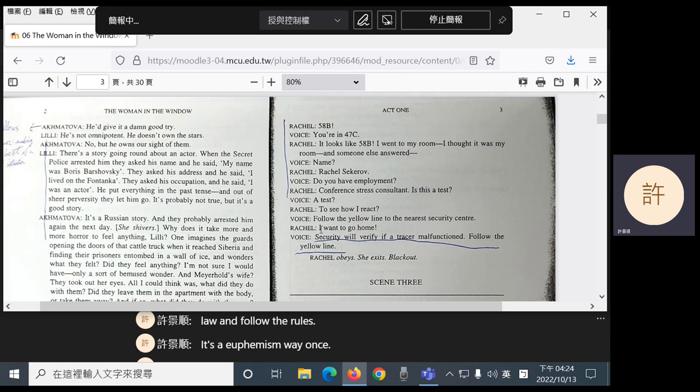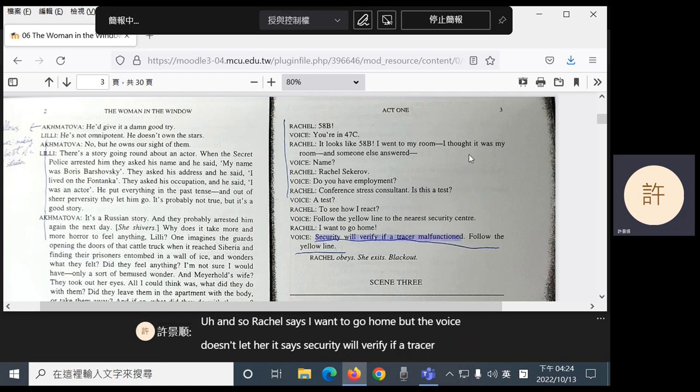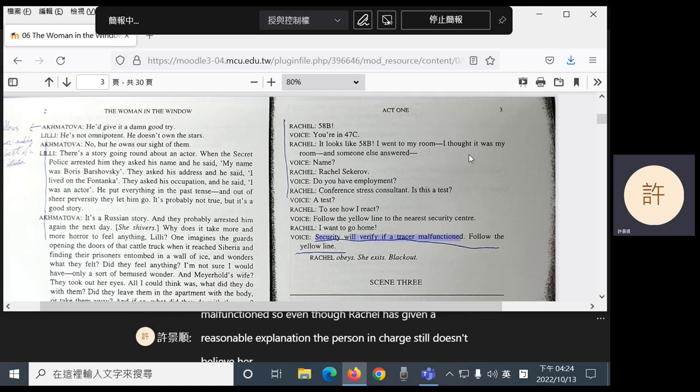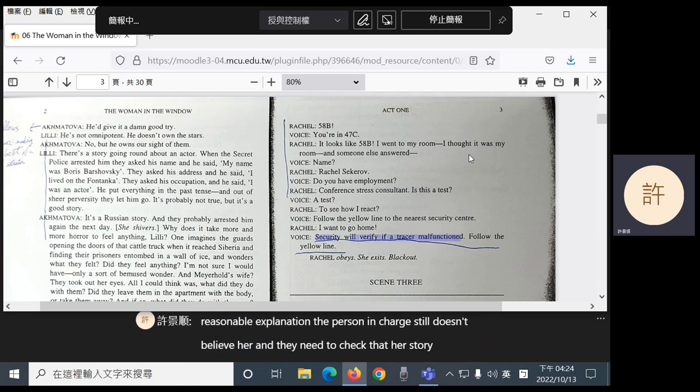And so Rachel says, I want to go home, but the voice doesn't let her. It says security will verify if a tracer malfunctioned. So even though Rachel has given a reasonable explanation, the person in charge still doesn't believe her, and they need to check that her story is true. So this tells us one more thing about this society. The government or the people in power trust nobody.